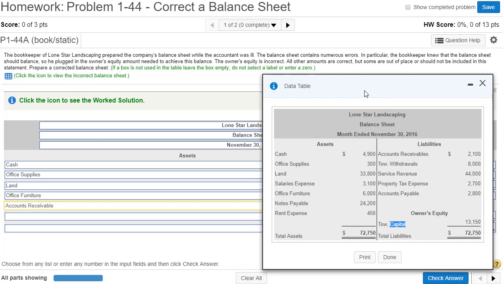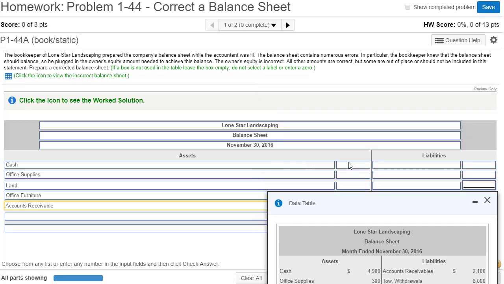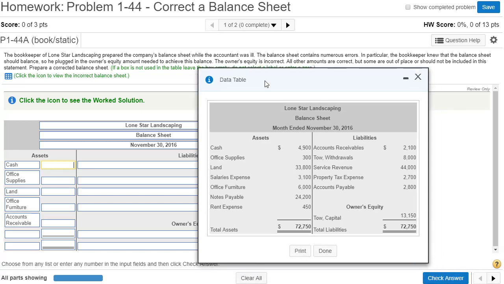So now I'm going to plug in the numbers. So cash, I'm going to copy, paste, office supplies, copy, paste. Of course, you do not have to copy, paste if you don't like to do that. Land, 3,300. You can just type in the numbers. Office furniture, 6,000. AR, 2,100.